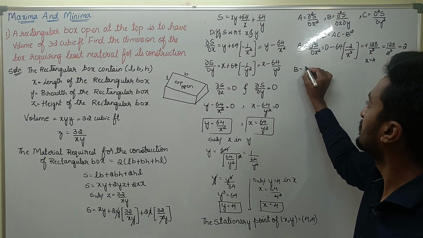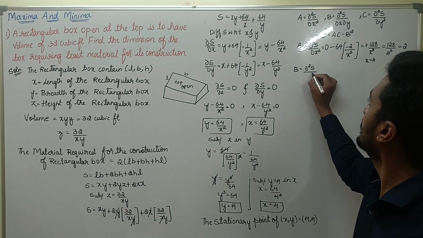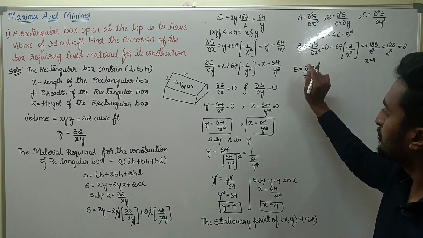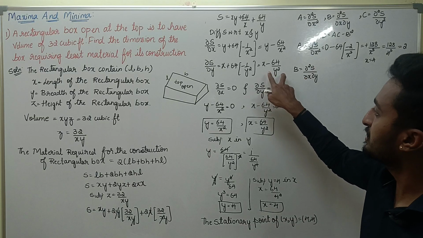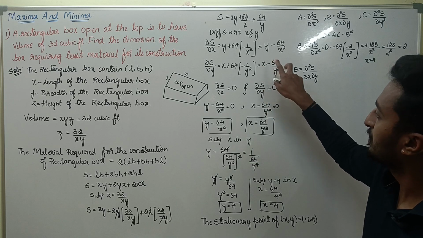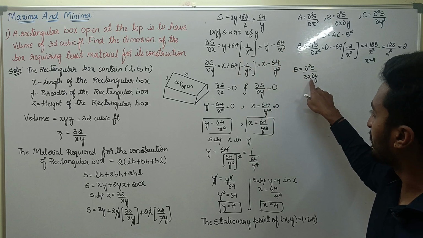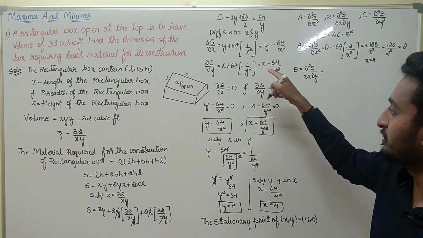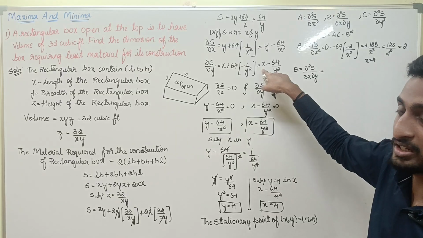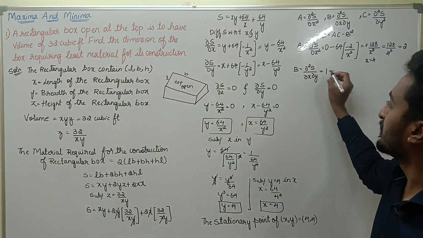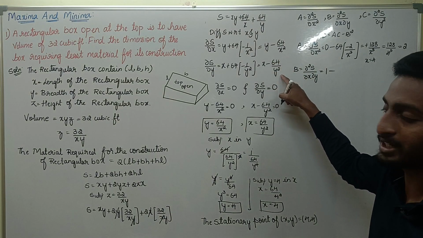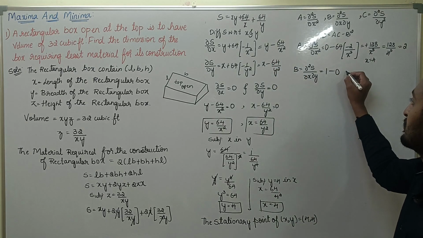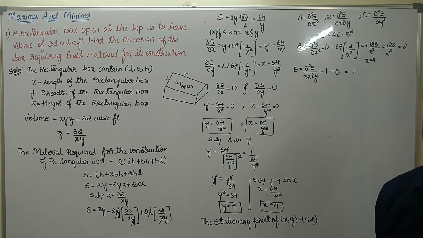Similarly, let us find B, which is equal to ∂²S/∂x∂y. Considering y, I am going to differentiate with respect to x. That means considering this term and differentiating with respect to x, differentiation of x is 1 minus, since we don't have any term with respect to x, this term becomes 0. 1 minus 0, which is equal to 1. This is the value of B.